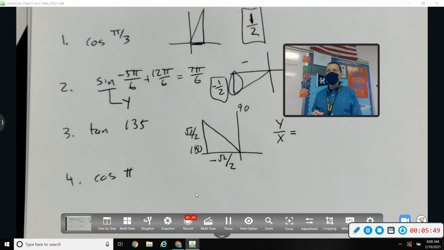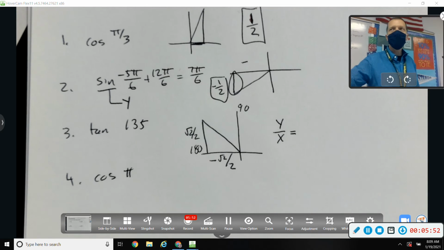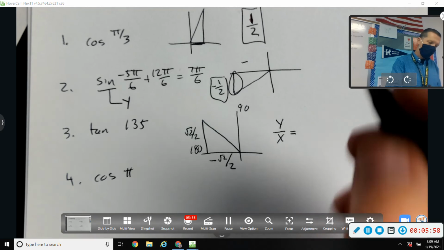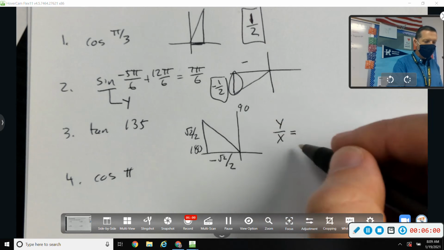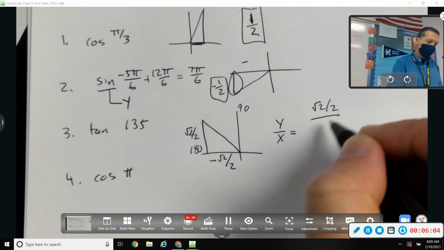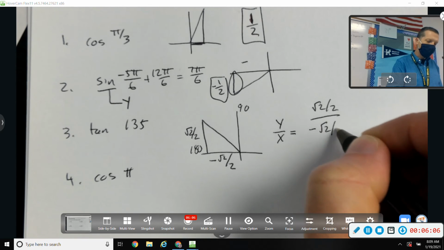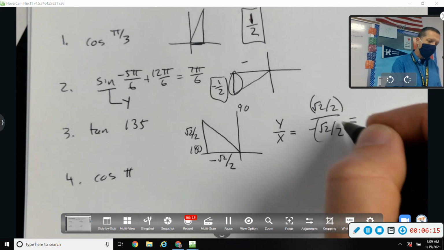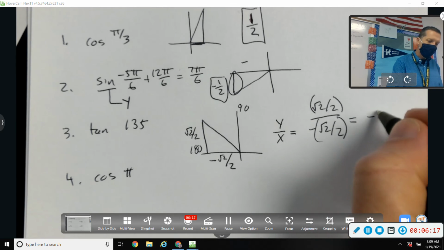Tangent is y over x. Is that what you're about to ask? Cosine is x, sine is y, tangent is y over x. Hopefully you get to the point where you don't even need to write that down, because you look and say, wait a minute, root 2 over 2 divided by negative root 2 over 2. I hope you didn't have to write out keep it, change it, flip it. What's that equal to? Negative 1, because something divided by itself is 1, and then don't forget the negative.